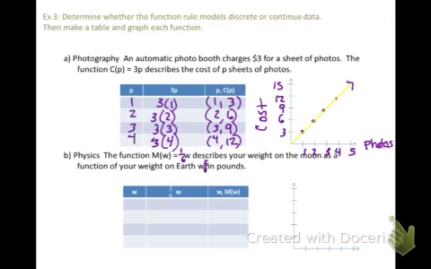And so if I had 1 sheet, it's $3, 2 sheets, $6, 3 sheets, $9, and 4 sheets, $12. So I did the graphing again, photos. Remember, this is your X line and this is your Y line.